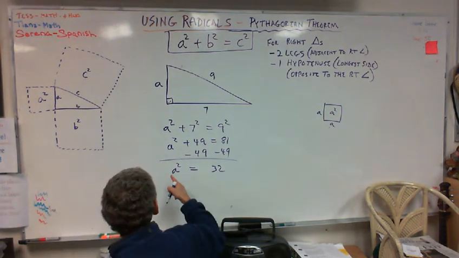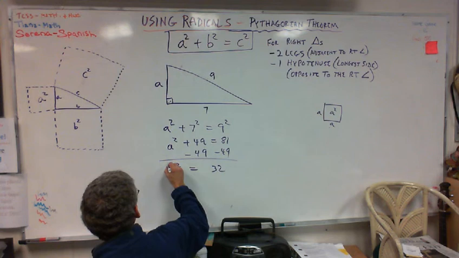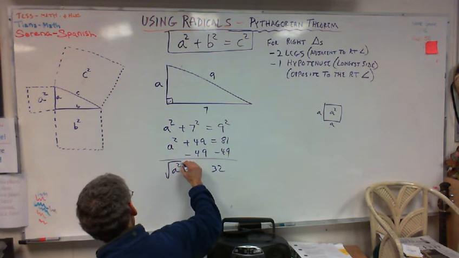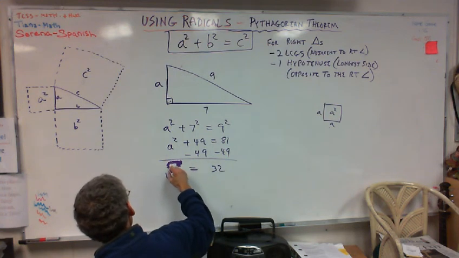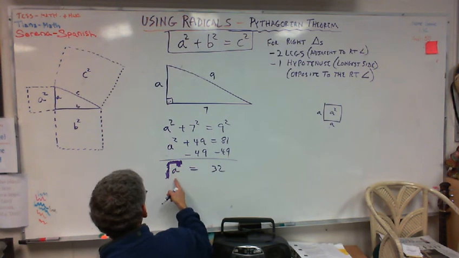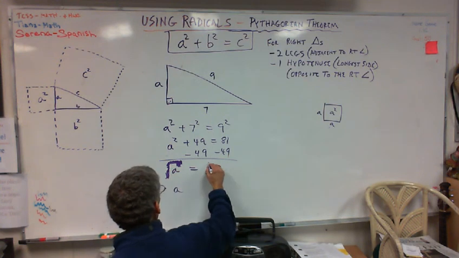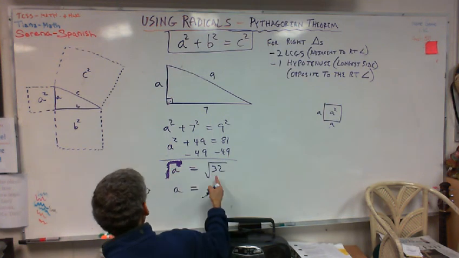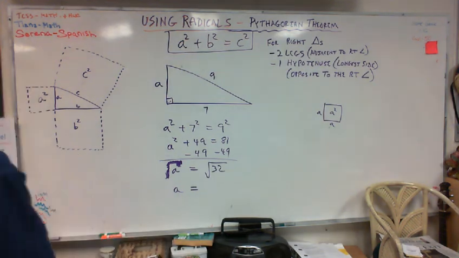All right, but I want to know what a is, not a squared, so I'm going to square root a squared. Notice square root and squares are opposite operations, so they cancel each other out. So all I'm going to have is a. I've got to square root both sides. A is equal to the square root of 32. How do I simplify the square root of 32?